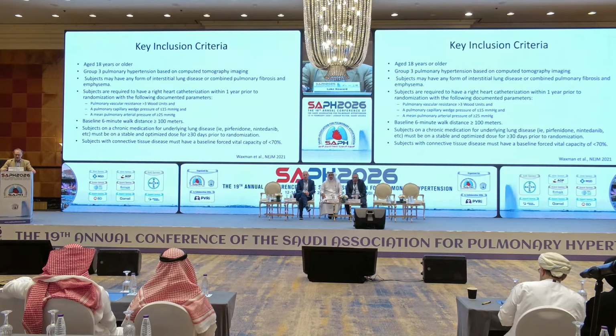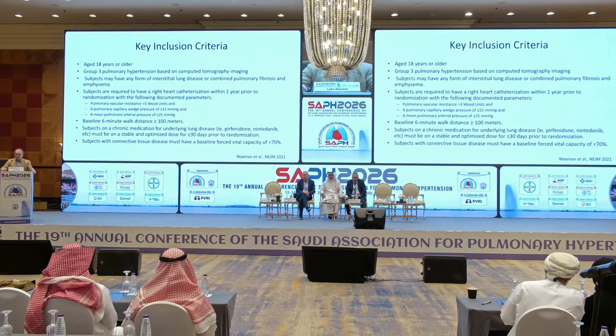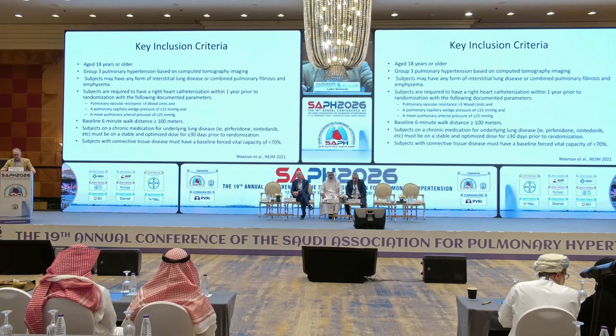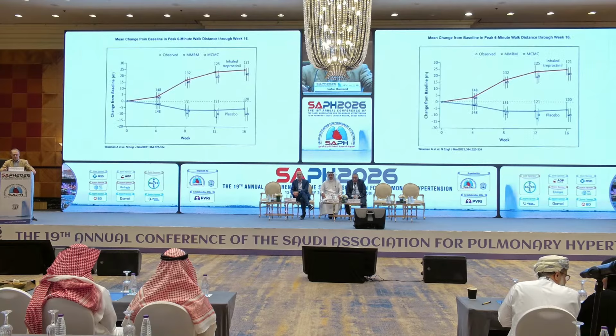They had to have a right heart cath within 1 year, and they had to have the old definition of pulmonary hypertension with a cutoff of 25 millimeters of mercury and a PVR of 3 Wood units. They had to be able to walk more than 100 meters, and they had to be on stable antifibrotic medication. And if they had connective tissue disease, they had to have an FVC of less than 70% so that you weren't just picking out people, say, with pulmonary arterial hypertension.